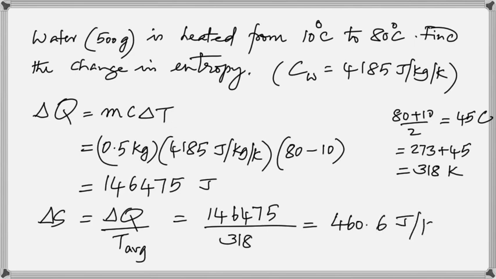And so when you divide, you get 460.6 joule per Kelvin. Is this positive or negative? It is positive because water is being heated. On the other hand, if water was being cooled from 80 to 10, then you would have done the same process, but you would have got a negative. So keep that in mind, and I'm glad I finished this review just in time, in under 20 minutes.